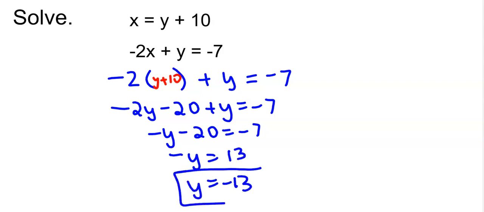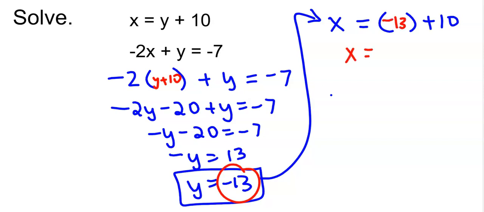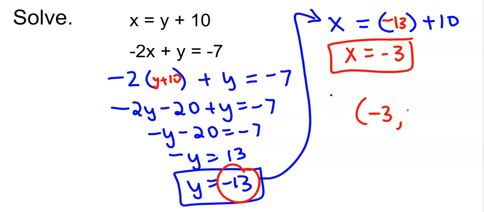So if y is equal to -13, I can go back to the beginning. I'm going to use the first equation. I'm going to erase the letter y and replace it with this new substitute of -13. That makes x equal to -3. So this one has an answer of -3, -13, and now we can run our check step.